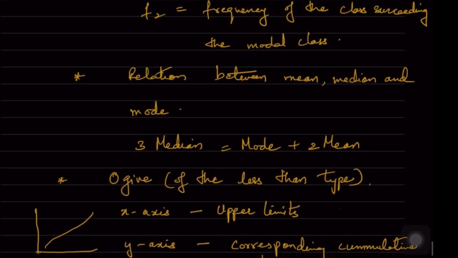Now we have one more relationship, between mean, median and mode. What is the formula we have? Sometimes two values are given, that is, median and mode are given, and we have to find out the mean. You can use this formula: 3 median is equal to mode plus 2 mean.